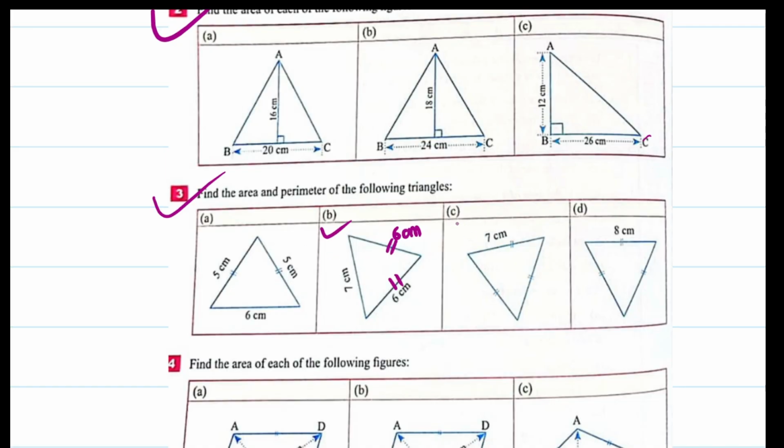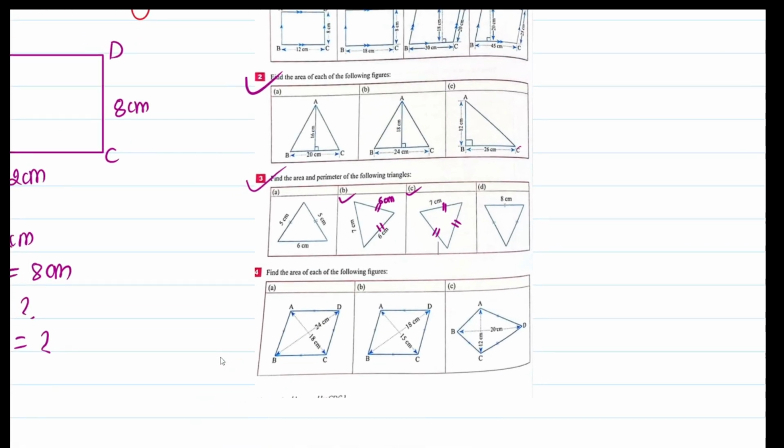And in third question C, all sides are equal. Because of these three signs, this triangle is an equilateral triangle and length of side of equilateral triangle is 7 centimeter. That means value of A is 7 centimeter. So we know the formula.